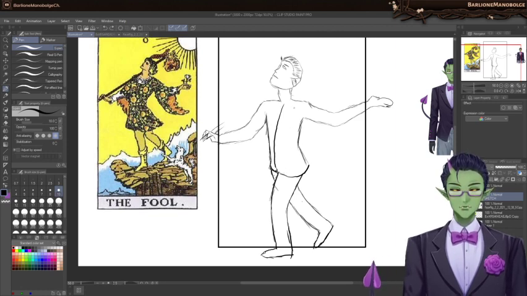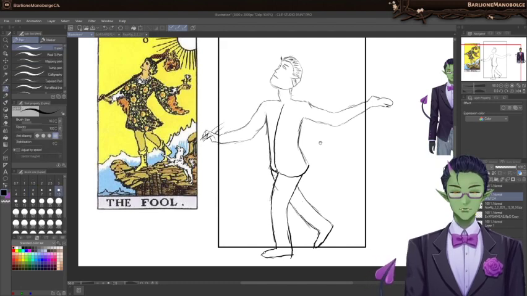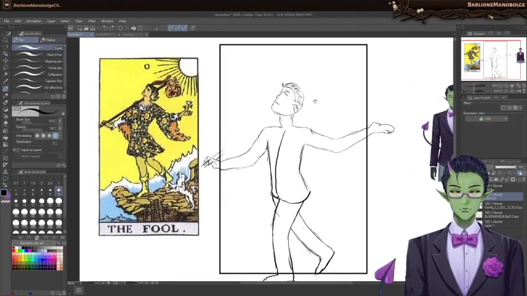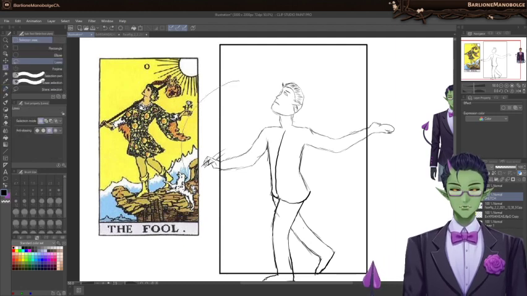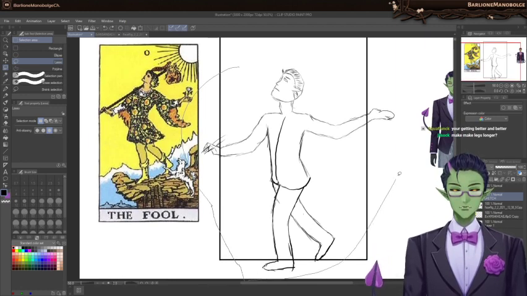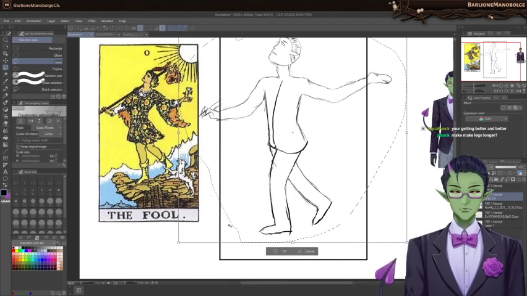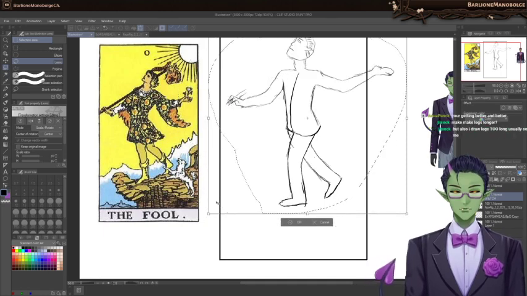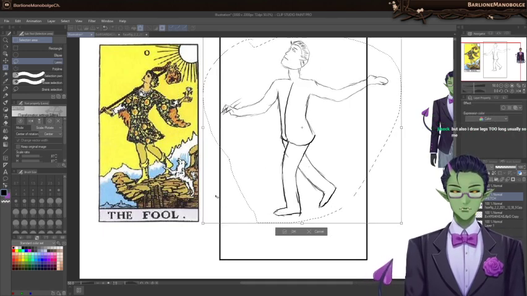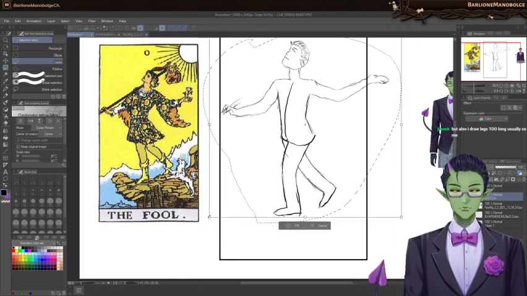Any critiques thus far, other than most of it? Pressing the wrong button to move the canvas around. Alright, I'm actually just going to shrink it down a little bit. That's the hope, that I get better at this. I'd hate to stay bad. Are legs too long usually? Yes.